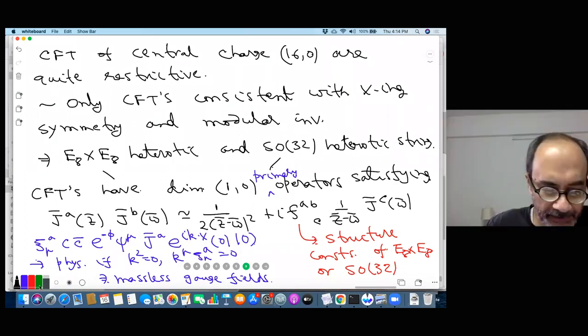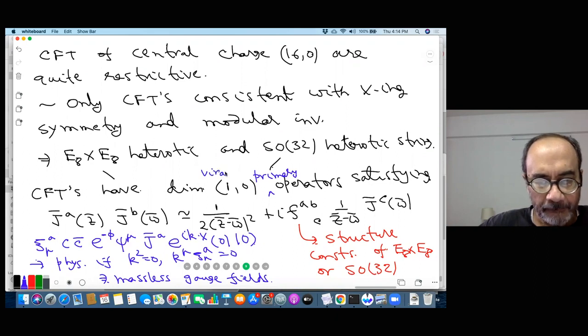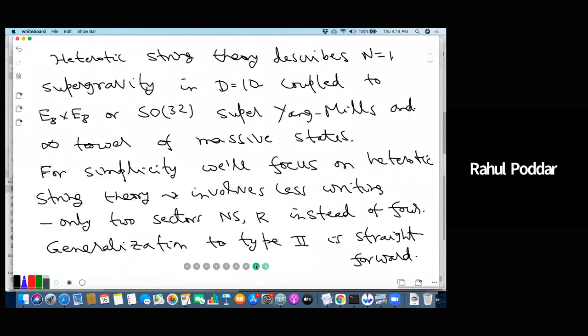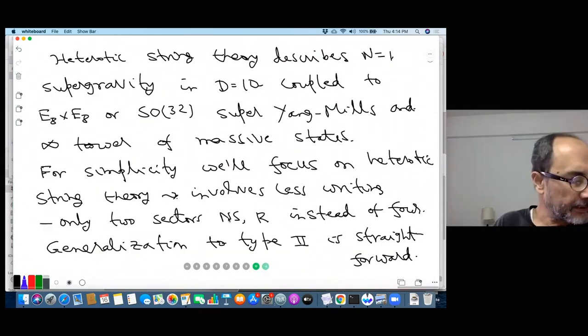I can write this down explicitly. The appearance of primaries is what is relevant for the string theory analysis, right? The fact that they are secondaries of the current algebra doesn't really make any difference. Yes, thank you. Any other question?